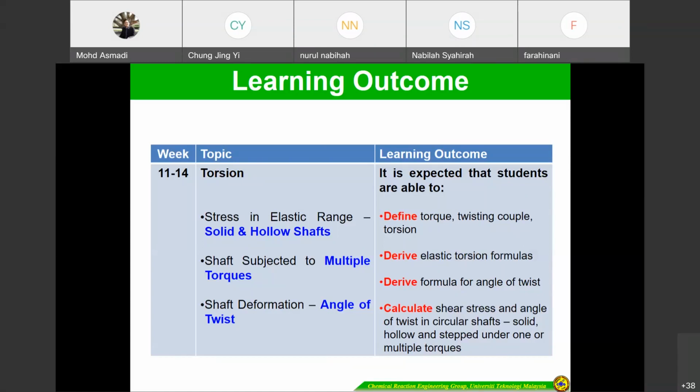This one is important, and also calculate shear stress and angle of twist for circular shafts, solid, hollow, and stepped, under multiple torques. But I think we will also cover the power, just a small part. I will just give an example about power transmission at the end of this chapter, because this is important for engines: how to calculate the torsion deformation based on the power.